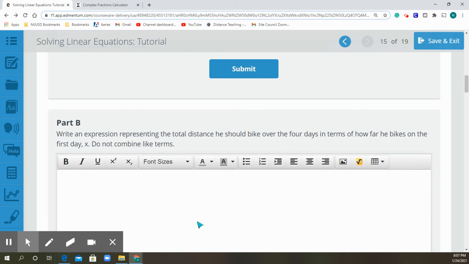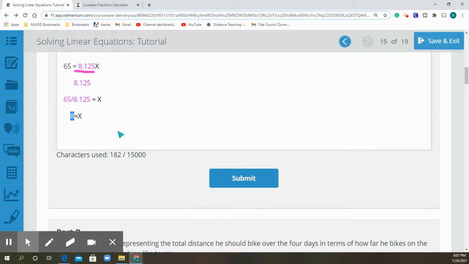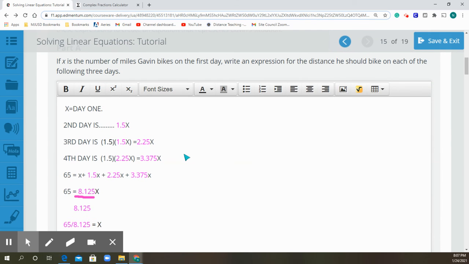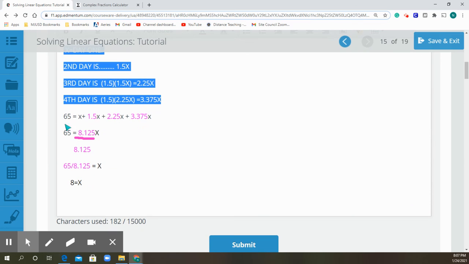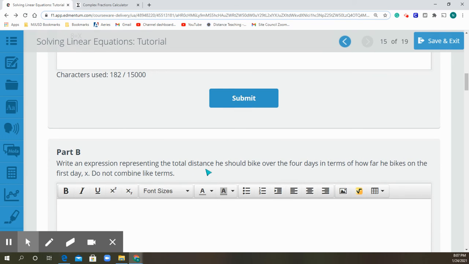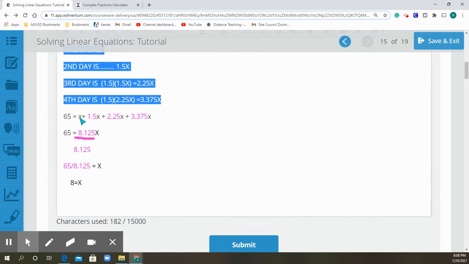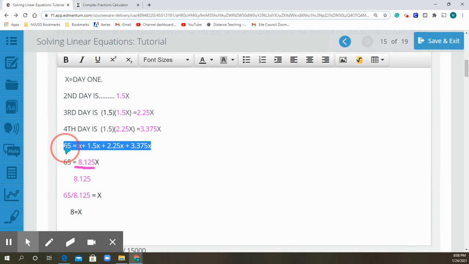That's probably what some of these are going to be doing. So let me see if I did all the work on part 1. The first part, A, says if x is the number of miles Gavin bikes on the first day, write an expression for the distance he should bike on each of the following 3 days. So right here is that expression. That's all I had to do on part A. Then part B says write an expression representing the total distance he should bike over the 4 days in terms of how far he bikes on the first day, x. Do not combine like terms. So that was this step, I think.